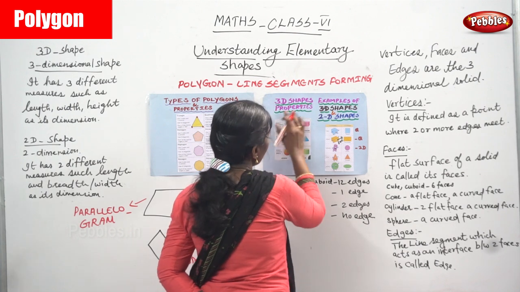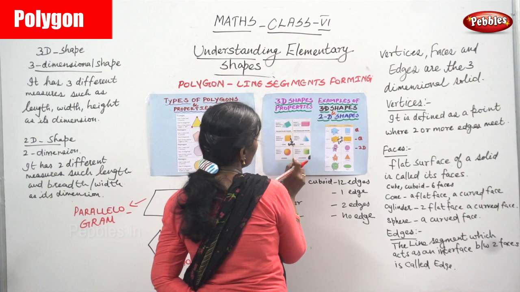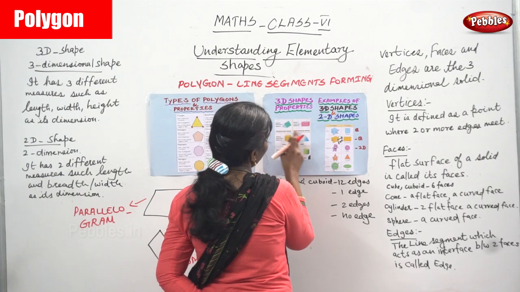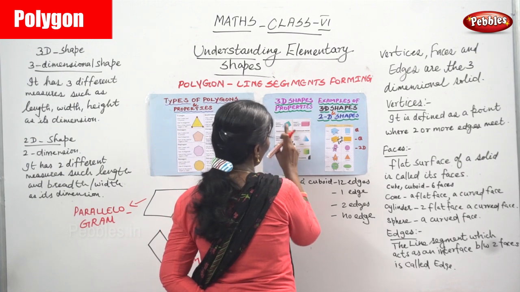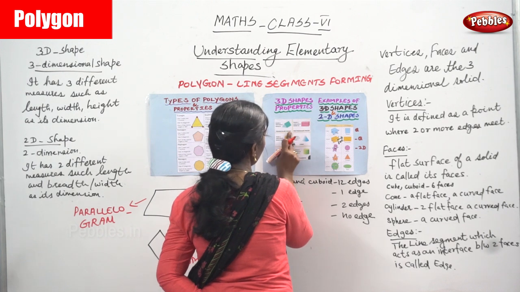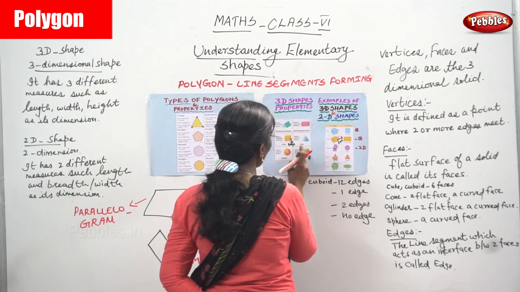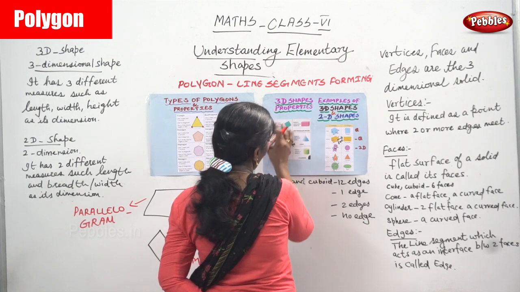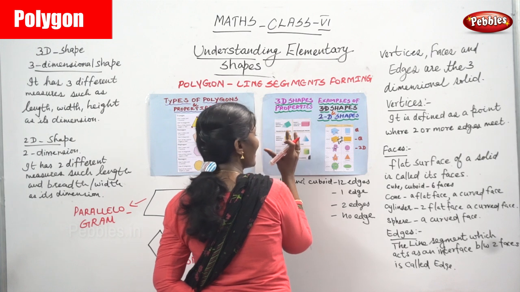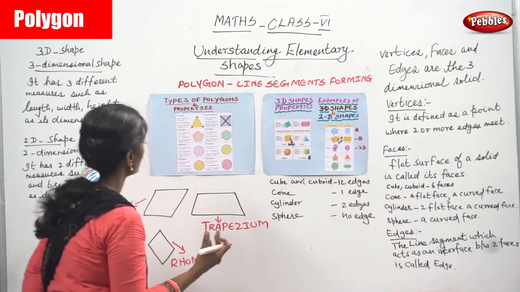So these are the 3D shapes. What are the 3D shapes? Examples of 3D shapes are the triangular prism, the rectangular prism, the cube, the cuboid, the cone, the sphere, and the cylinder. These are all 3D shapes. First we must know what a 3D shape means.